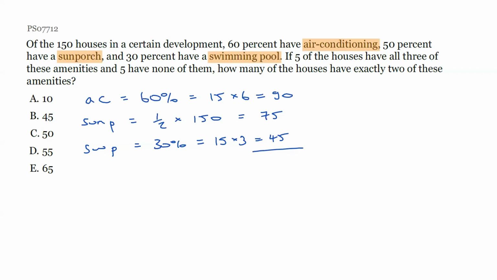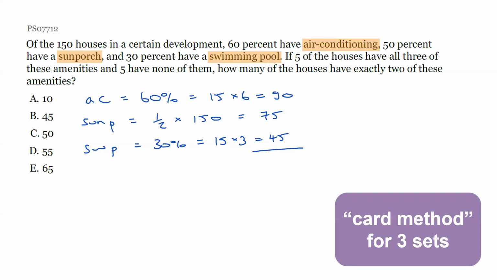I'm going to expand this thought and develop it into a strategy that I'll call the card method. Think of each of these amenities as being a card, so that each house may have 3, 2, 1, or 0 cards. There are 90 air conditioning cards, 75 sun porch cards, and 45 swimming pool cards. That makes 210 cards in total. These 210 cards are distributed among the 150 houses.